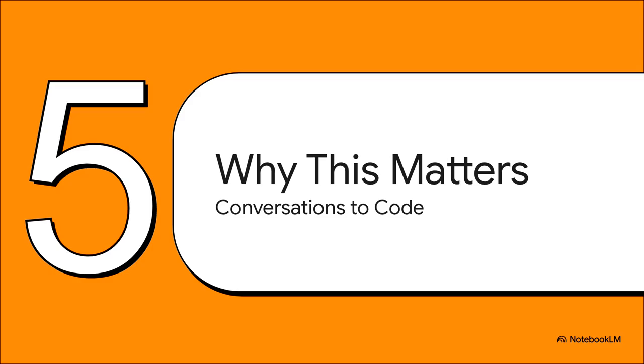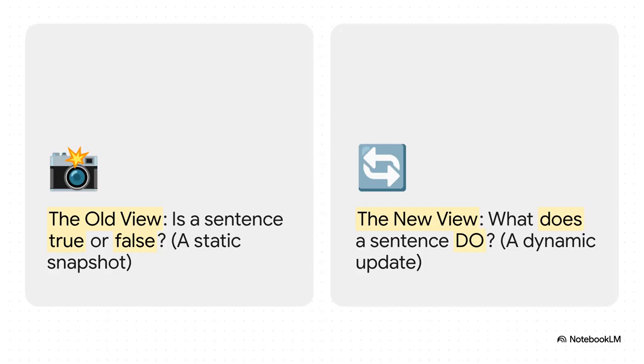Okay, so we've gone from a simple true or false world into this dynamic, action-packed, and logically complex one. But why does any of this actually matter outside of a linguistics department? What's the takeaway here? So here's the crucial shift we've made. We've journeyed from this old static view of just asking, is it true, to this new dynamic view that asks, what does it do? And trust me, this isn't just some academic game. It has really profound implications for all of us.